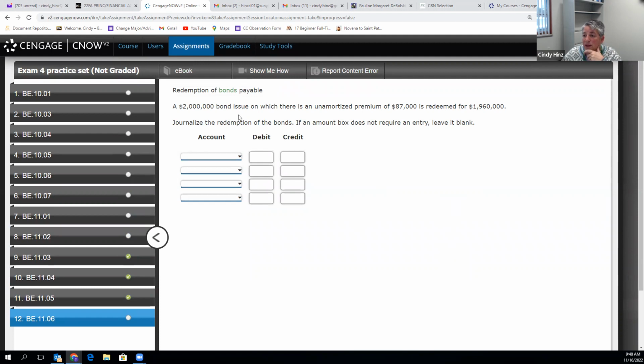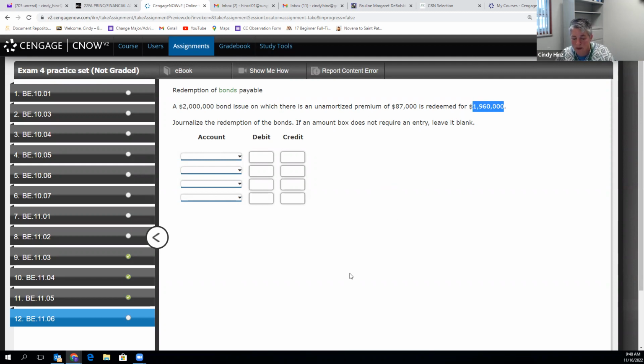We have a $2 million bond issue on which there is an unamortized premium. So that's a remaining premium of $87,000. And in this case, because we know that there's a premium left, we know that we're not at the end of the life cycle of these bonds. We're somewhere in process. And this company decides, rather than continuing to pay the interest, for some reason, they are going to retire them early and they're going to pay them off. They save those however many interest payments there are. And rather than having to pay the full face value, they're going to pay something less than that.